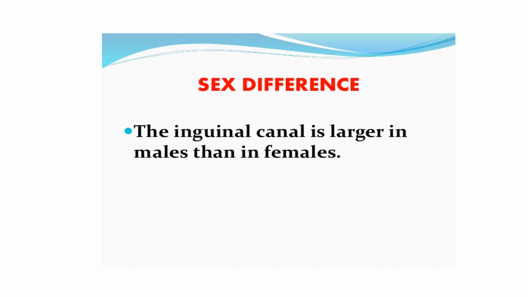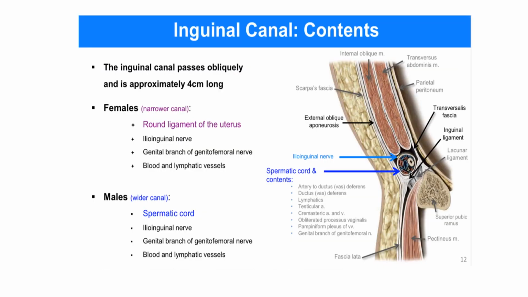The inguinal canal is larger in males than in females. The contents of the inguinal canal in both males and females are shown over here. In females the canal is narrower and it transmits the round ligament of the uterus, which basically provides support to the uterus. How it's attached, I've mentioned in slides later on.